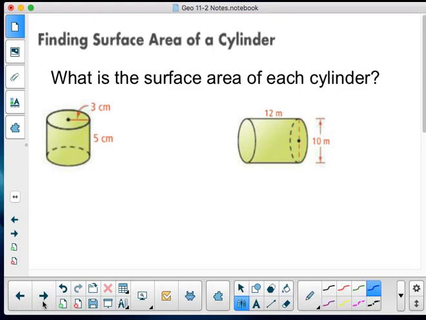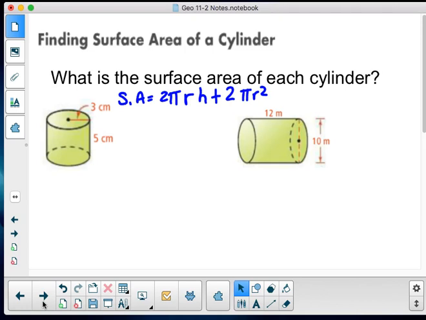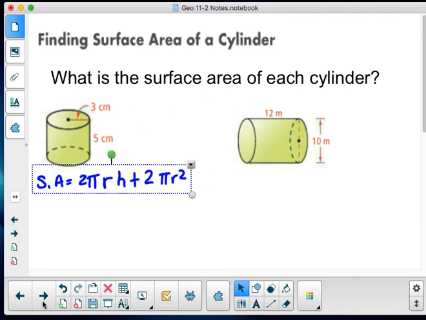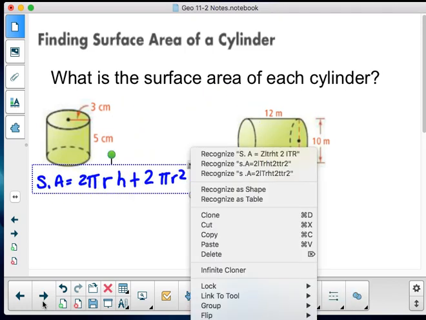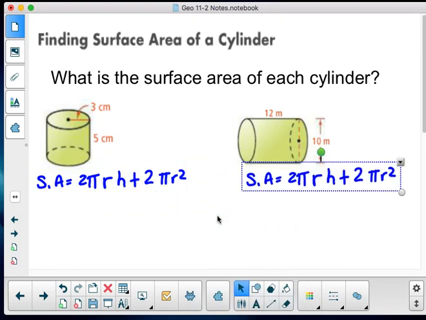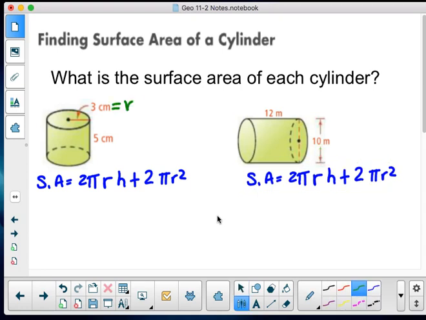So what's the surface area of each cylinder? Remember, we just found the surface area is 2 pi r times h plus 2 times pi r squared, because there are two bases. That's the formula I'm using. Now, I'm going to tell you the truth. When you do this, use the formula both times, write it down. This is r, this is h. After I identify those and have the right formula, I just go ahead and plug stuff in.